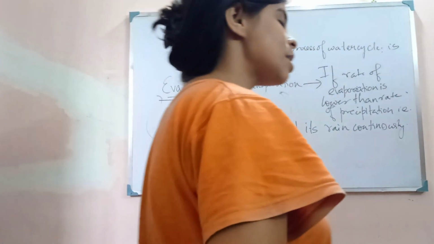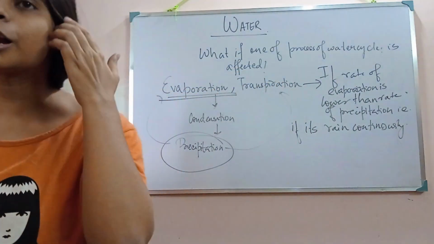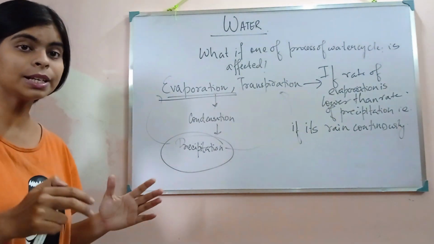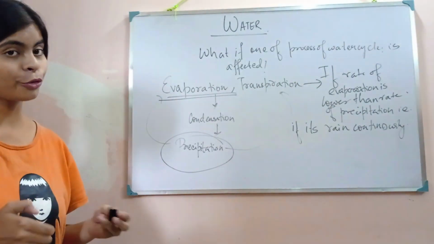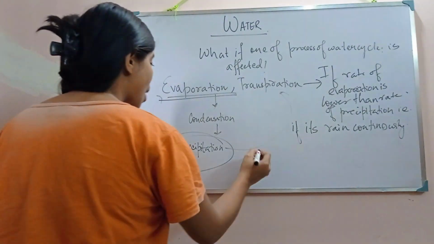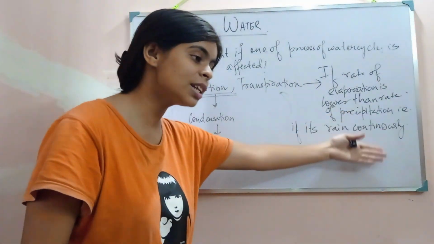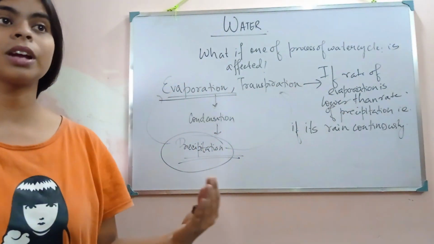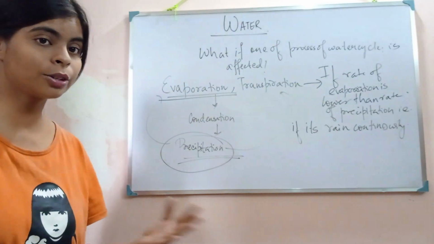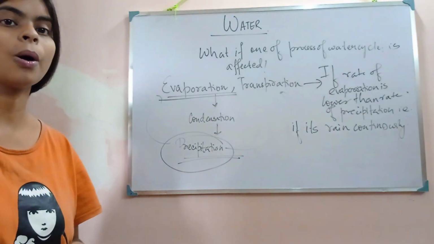We know, we have faced this problem, that if it rains continuously for 2 or 3 days, the rivers will overflow, right? The rivers and ponds will be filled, but at the same time they will overflow. So if the rate of evaporation is lower than the rate of precipitation, and only precipitation is occurring, then if it rains continuously, the lakes and ponds will overflow, and then the flood will occur.